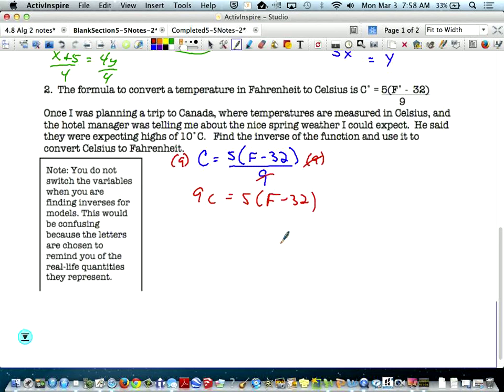Now, some of you might have even taken this as 5/9. How can you get rid of 5/9 at one time? Multiply by its reciprocal. Because now, this is why I didn't distribute. I'm going to divide by 5. And so ultimately, we end up with 9/5 C equals F minus 32. And then the last step we have to do, add 32 on both sides. And so your Fahrenheit equation then is F equals 9/5 of C plus 32.